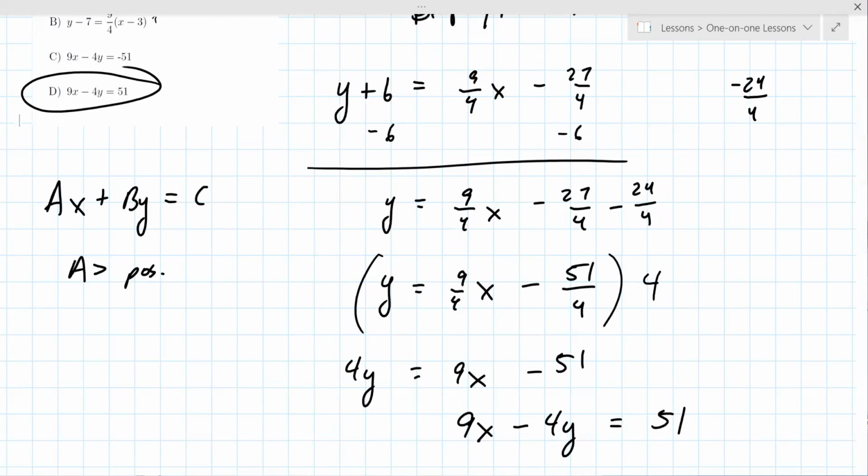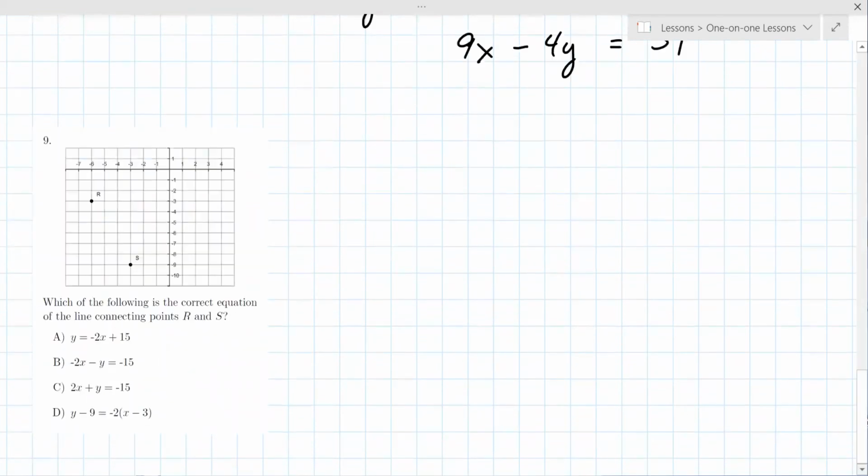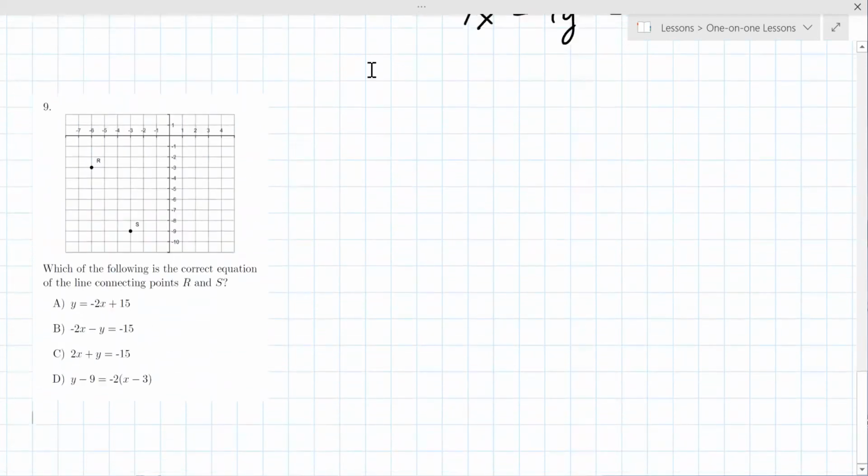Do you want to do one more of these? Yeah, sure. I can do one. All right, one more here. Just pick a random one here. All right. So let's do this one. Okay, so give yourself 60 seconds, see if you can come up with the right answer. I will stand by.